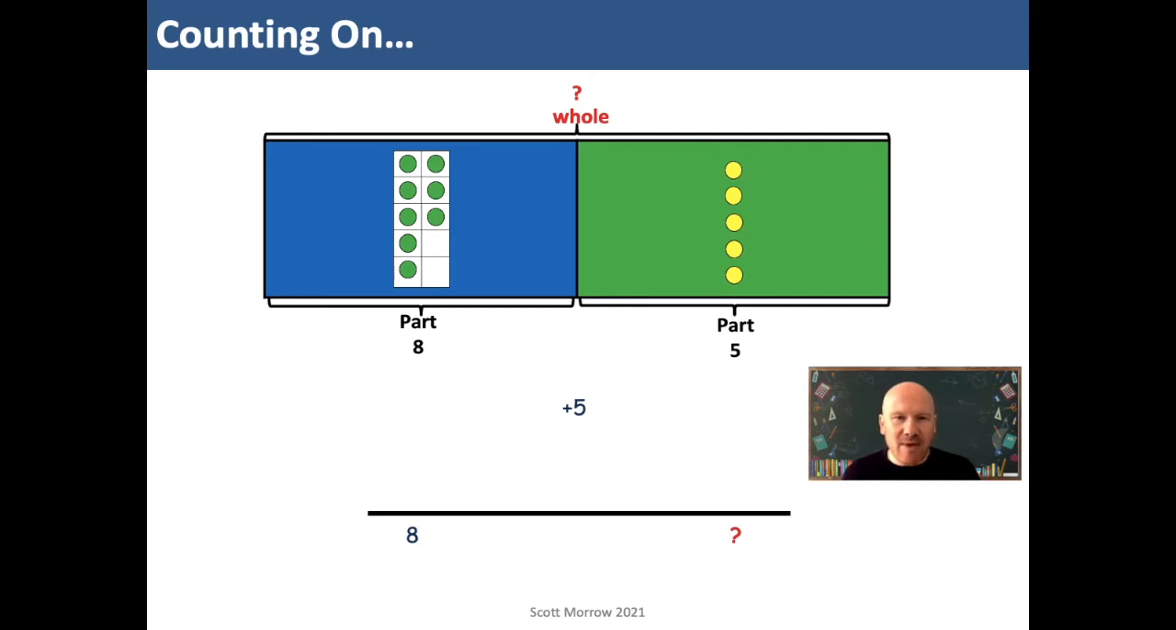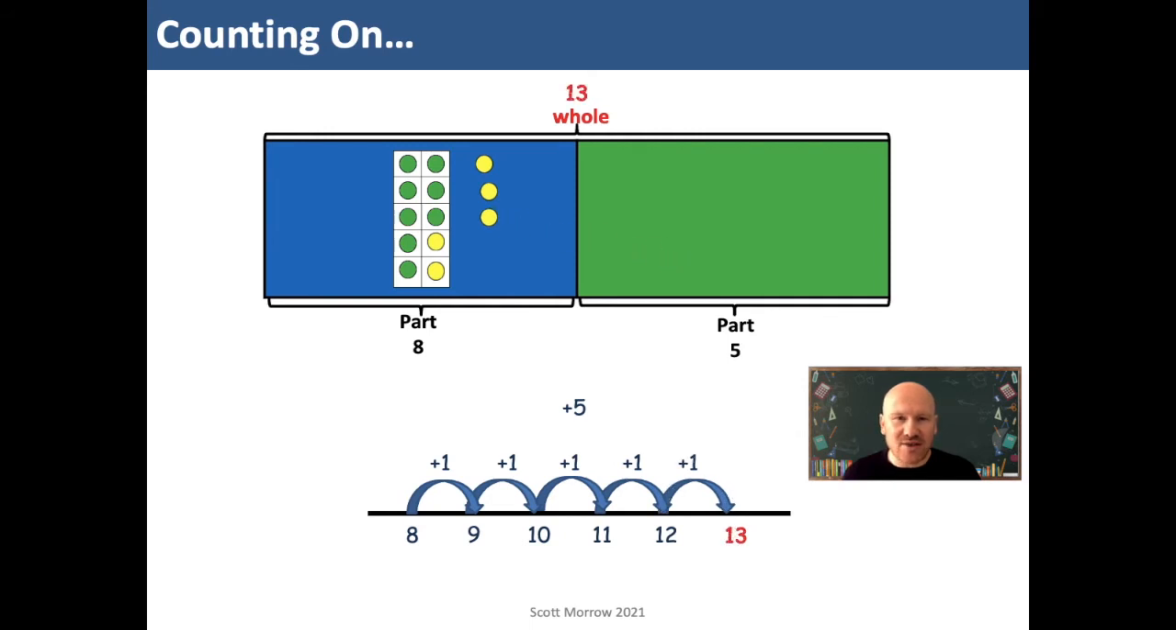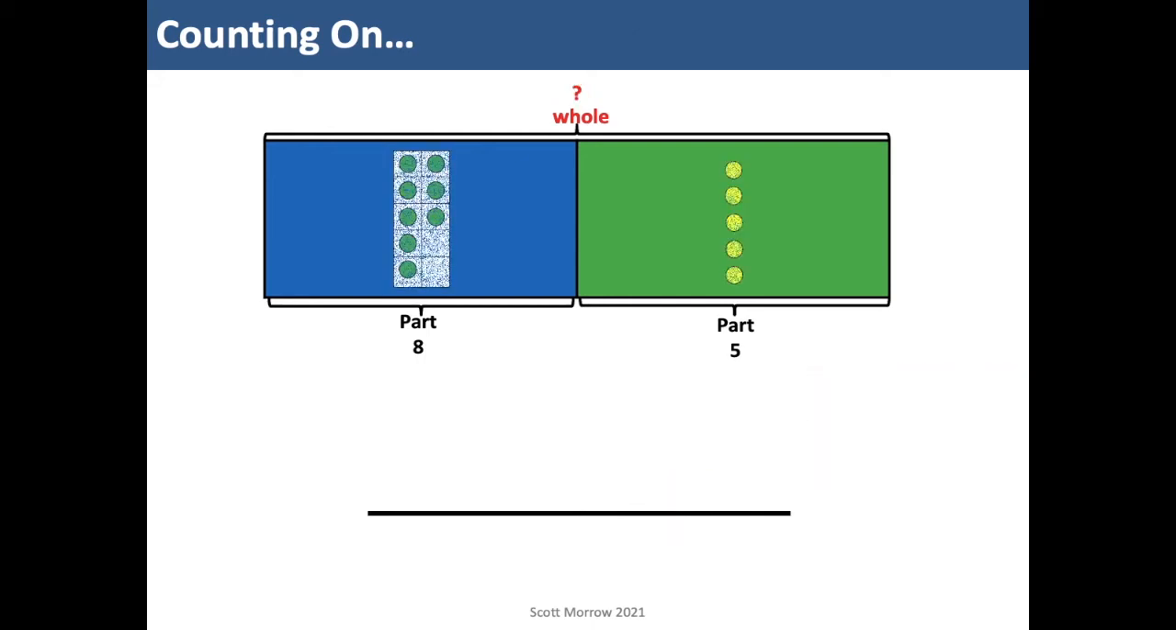To begin with, I might count on 1 at a time. So from 8, we can count on 9, 10, 11, 12, 13. So our answer is 13 sweets. In this example, we counted on in ones. This is fine for the small numbers that are involved in this example, but what if we want to move on to larger values? We need to find a more efficient strategy.